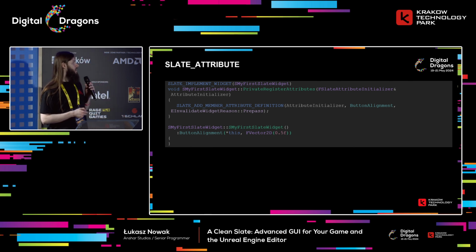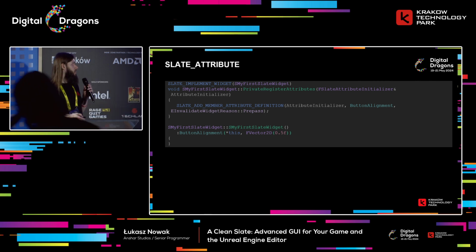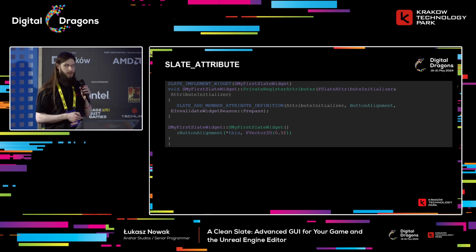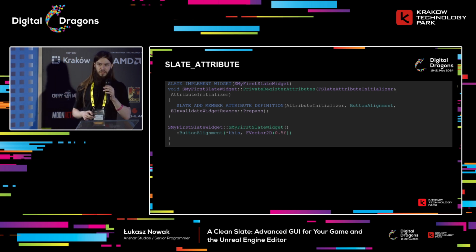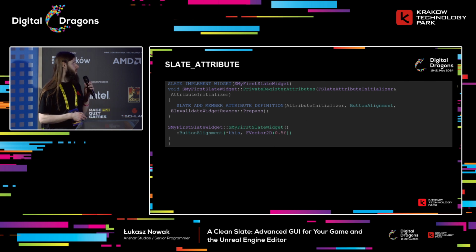So now in this function declared with this Slate implement widget, I have another function called register attributes, and now I can register this attribute. Note that I do need to specify the invalidate reason, because every time this attribute gets changed, the widget needs to recalculate a bit, and what gets recalculated is specified here.